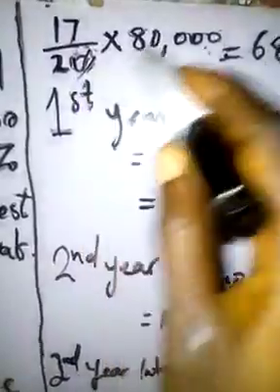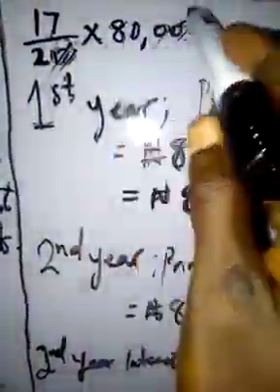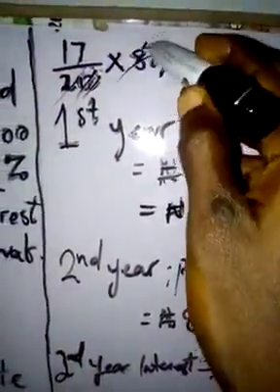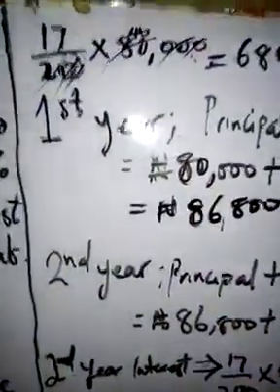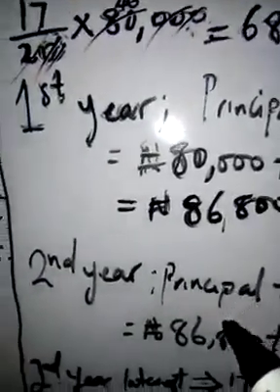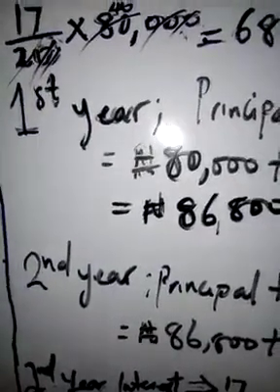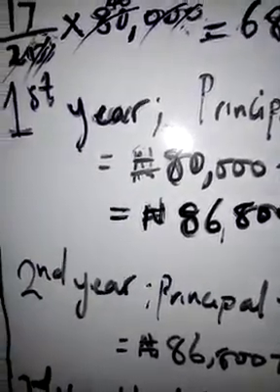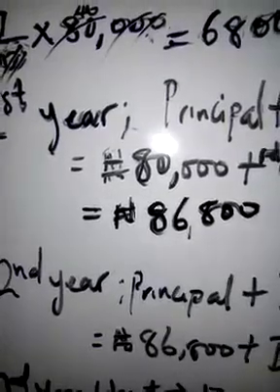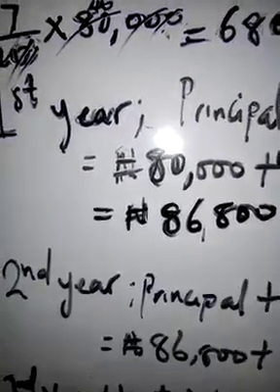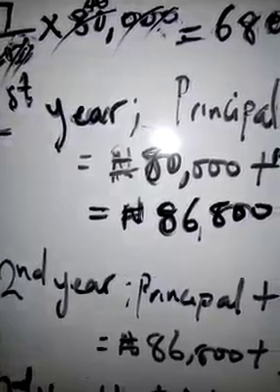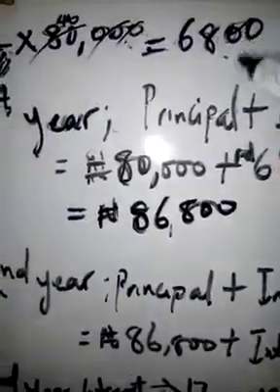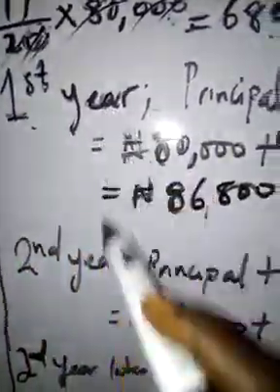So we cancel this one, cancel this. By the time this is done, it will be 400, so that will be 17 times 400, that will be 6,800. So 6,800 is the interest for the first year.